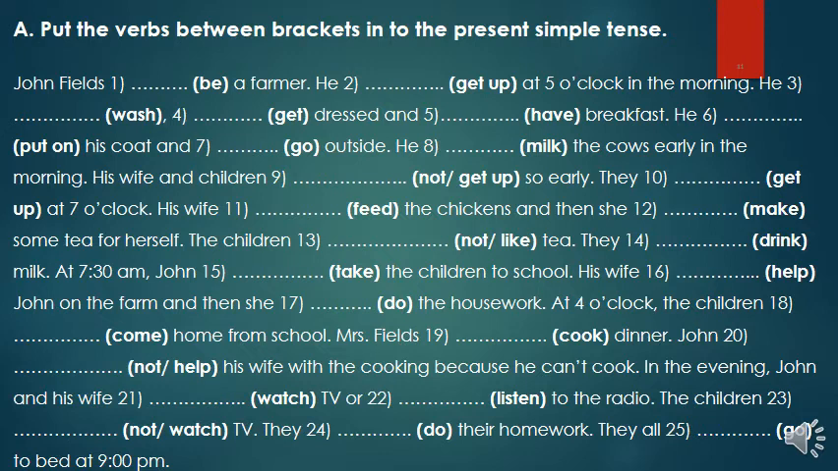At 7:30 a.m., John, which is a singular noun, takes the children to school. His wife, also singular, helps John on the farm, and then she does, do is the verb because she is a singular pronoun, we have to add es. So because the verb ends with o and because the pronoun is singular, she does the housework.